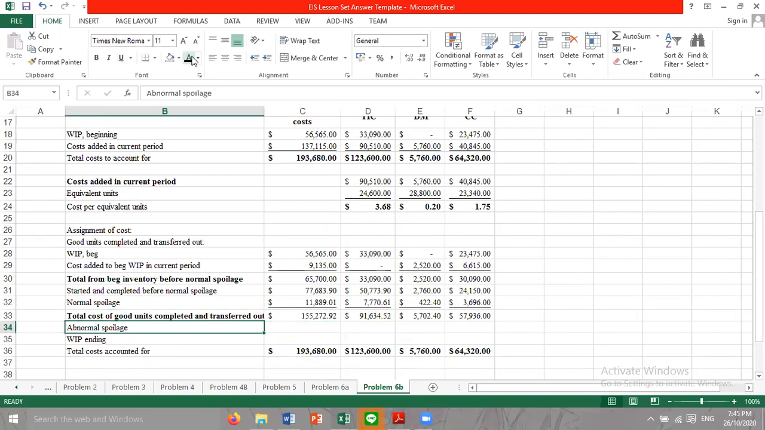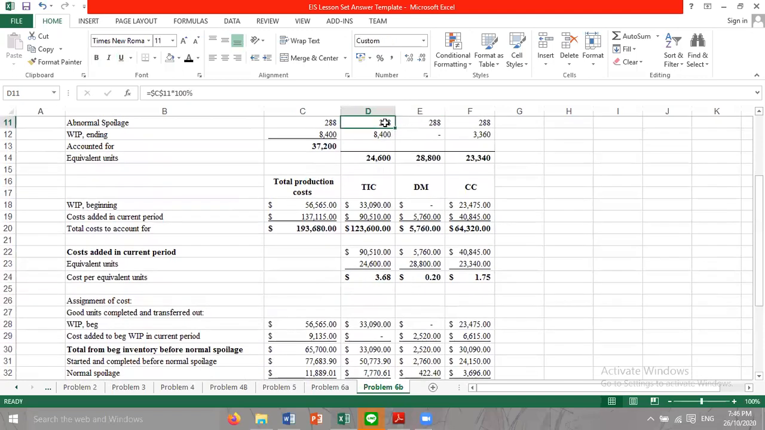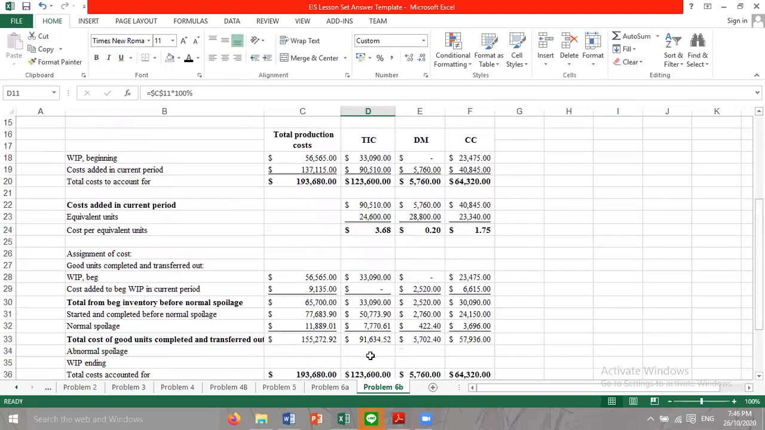Same thing for each category. Once again, aside from total cost of goods unit completed and transferred out, we also need to allocate the cost to abnormal spoilage. Now, abnormal spoilage, since it's abnormal, is not included as a cost of good. Instead, it's an expense, but we still need to find the allocation of cost. Same principle, cost per equivalent units multiplied by the equivalent unit of abnormal spoilage. So it's practically 3.68 times 288, 0.20 times 288, and 1.75 times 288 to get a sum of 1,621.23.